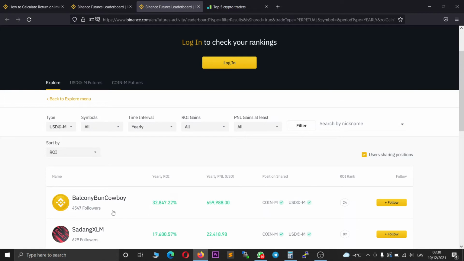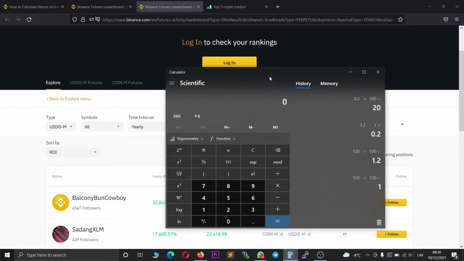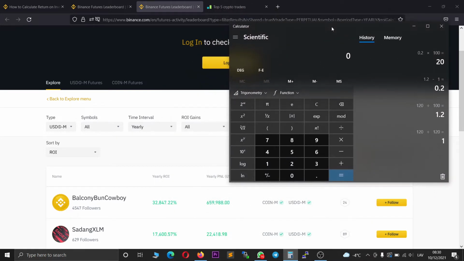And I will talk about statistics. Well, how this balcony bunny bun cowboy is making 33,000%, to be approximate, is a different story. So you made 20% there.